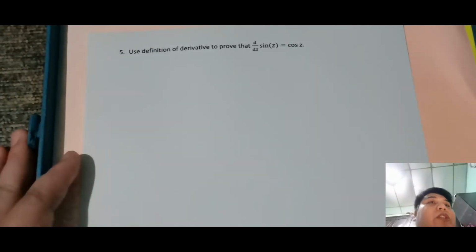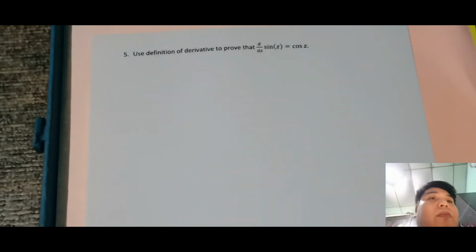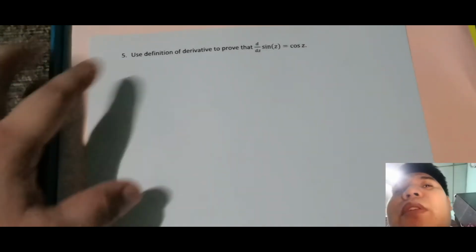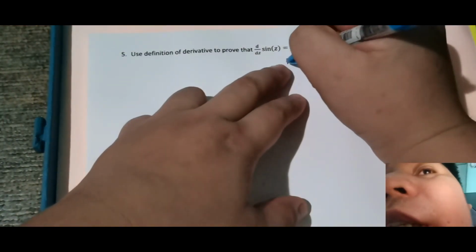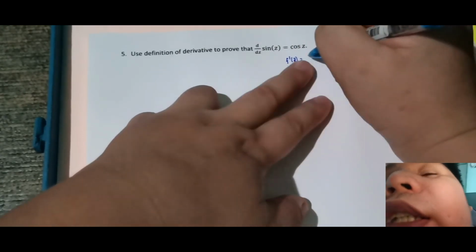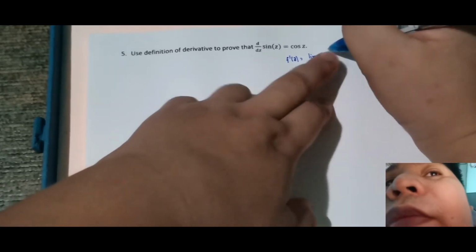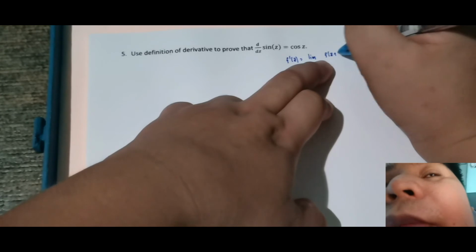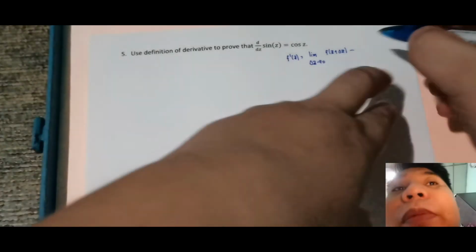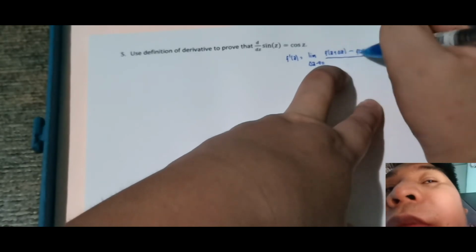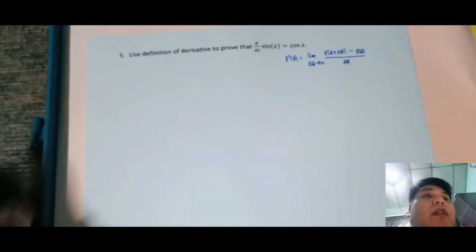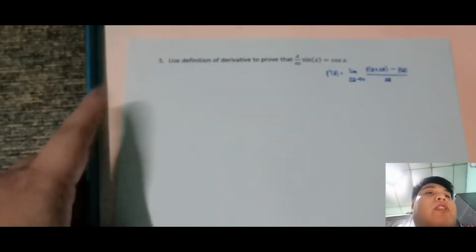Okay, so number 5, use the definition of derivative to prove that the derivative with respect to z of sine z is equal to cosine z. Okay, so ano ba yung definition of derivative? Paalala ko lang. So f prime of z is equal sa limit as delta z approaches 0 ng f of z plus delta z minus f of z all over delta z. Okay, so yan yung i-apply natin dito to prove yung derivative niyan.